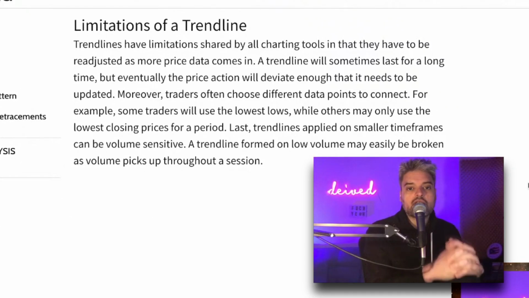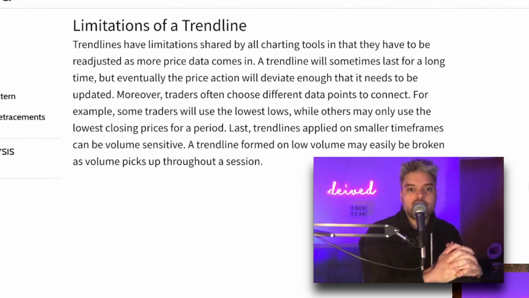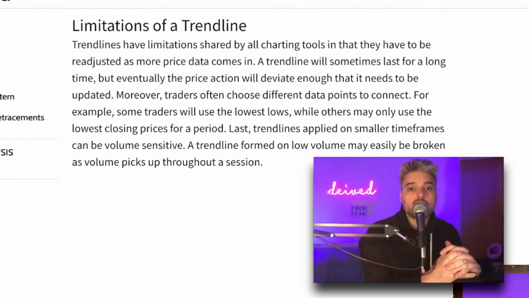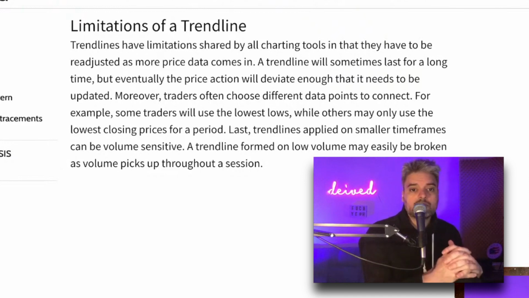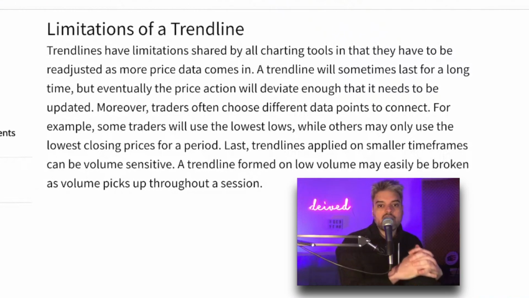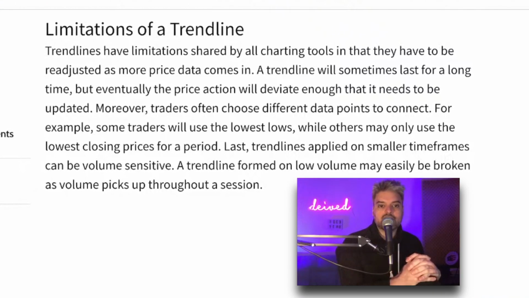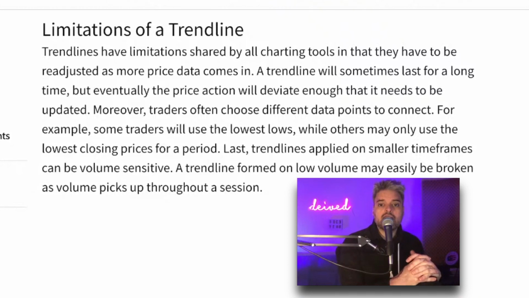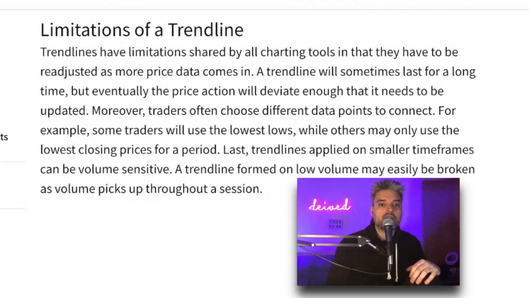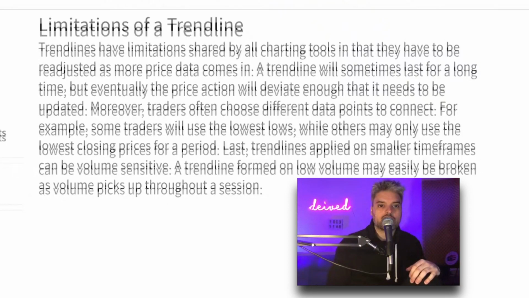Moreover, traders often choose different data points to connect. For example, some traders will use the lowest lows, while others may only use the lowest closing prices for a period. Last, trend lines applied on smaller time frames can be volume sensitive. A trend line formed on low volume may easily be broken as volume picks up throughout a session.